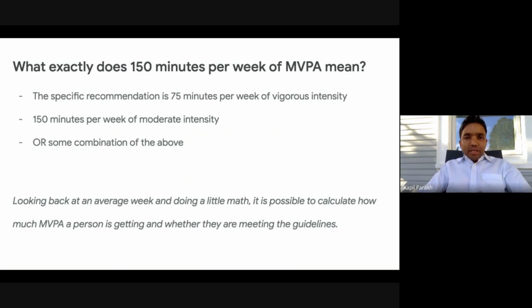So what exactly is 150 minutes a week of moderate to vigorous physical activity? The specific recommendation is 75 minutes a week of vigorous intensity or 150 minutes per week of moderate intensity, or a combination of the above. And you can look back at an average week and do a little math and figure it out. However, most people are not very good at doing math and calculating how much of their time was in vigorous, how much of their time was in moderate, etc.